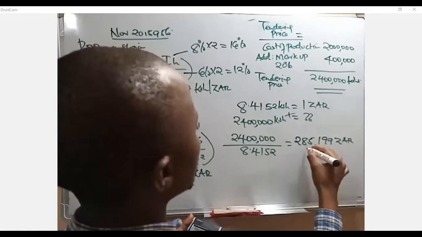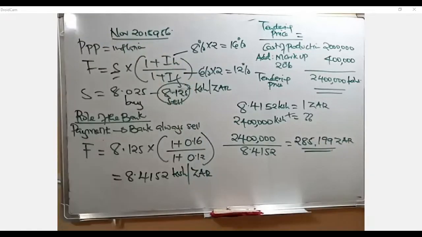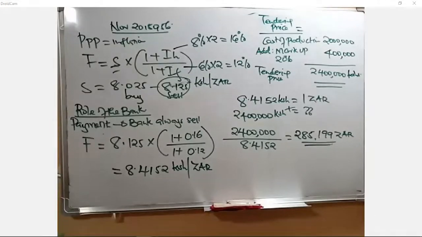That is what the examiner was asking: 285,199 ZAR. Any question? By doing that, you have 7 marks, imagine. That is how you do it.